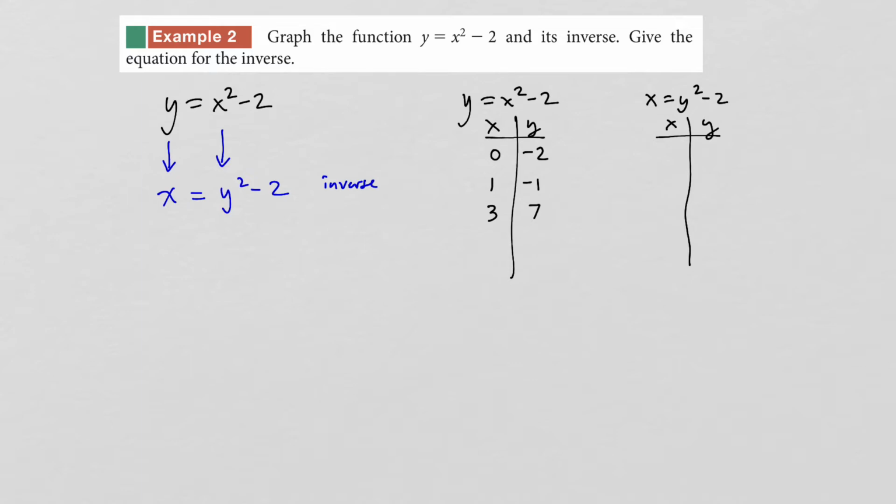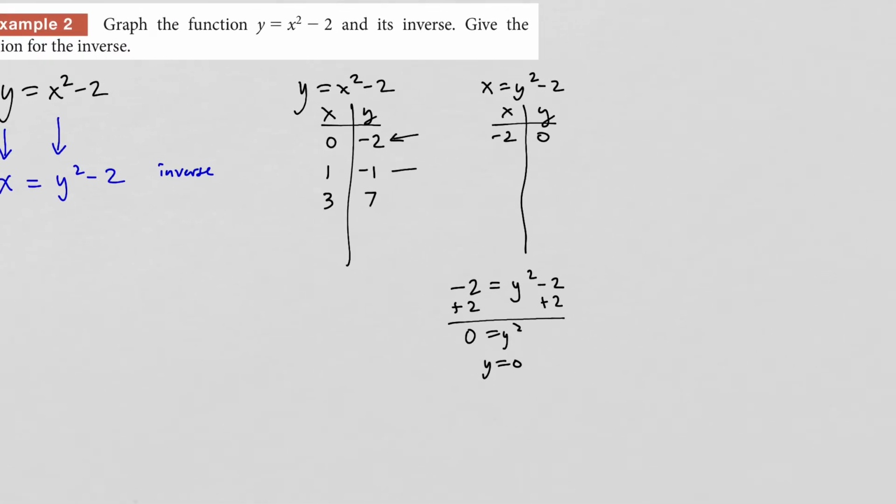If I pick this value of y and plug it in for x, we have to figure out what y would be equal to. Well, if I plug in x equals negative 2, we get negative 2 equals y squared minus 2. And if I add 2 to both sides, we get y squared equals 0. And this means that y is 0. So you can see that that first point gets reversed. No problem.